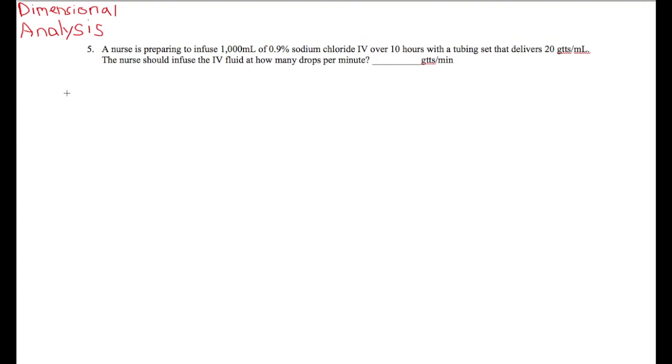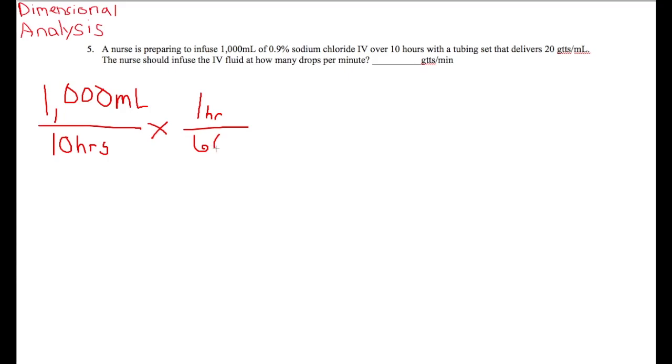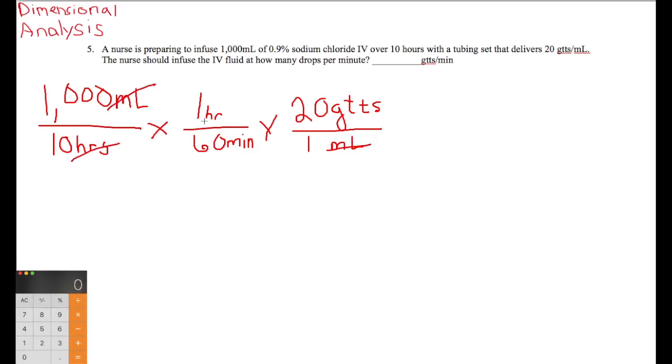So we're looking for drops per minute. The way we set this up, we know that we have 1,000 mils. We know that we have 10 hours. Now we're looking for minutes, so we need to actually get rid of our hours. We do this by putting our hour on top over 60 minutes because there are 60 minutes in 1 hour and we are looking for minutes. And then we are going to multiply this by our drop factor. So we have 20 drops over every mil. So there are 20 drops per mil. Our mils cancel out, our hours cancel out.